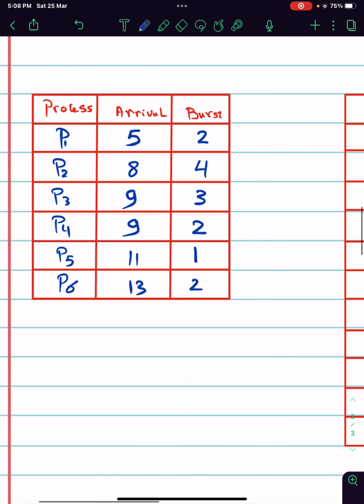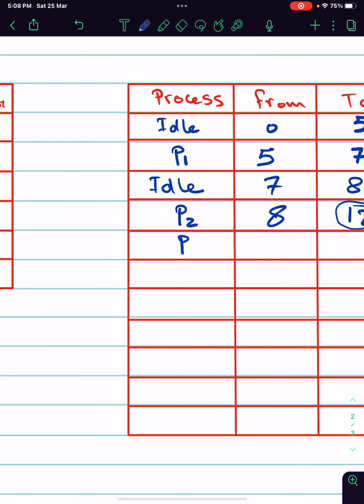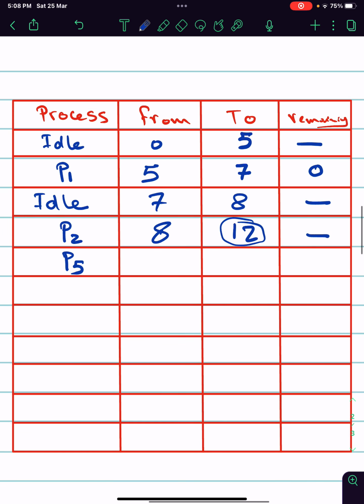This means that you have P3, P4, and P5 in the system, right? P3 has a burst of 3, P4 has a burst of 2, and P5 has a burst of 1. Of course, we're going to start with P5. So here is P5. It's going to work from 12 all the way to 13, and you have a 0 remaining time.